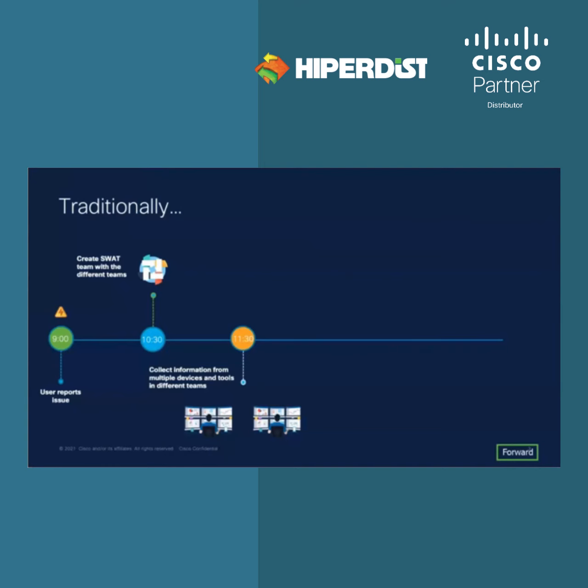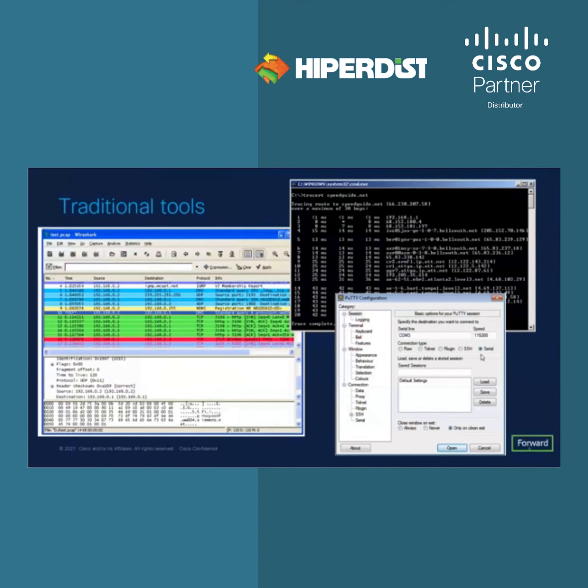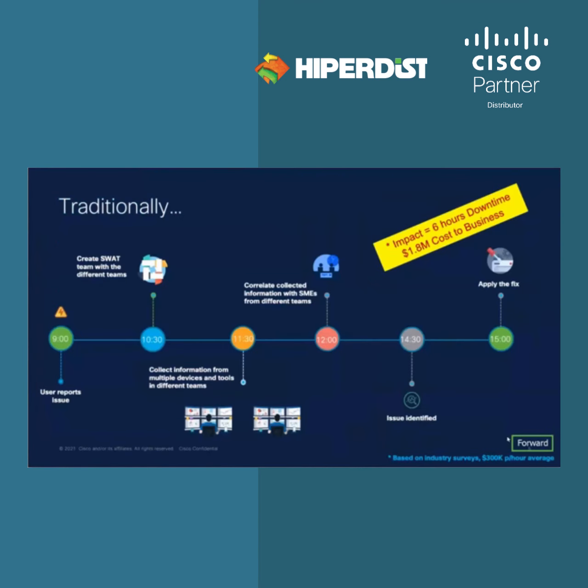Okay, so here are the traditional tools which we use: Wireshark, Traceroute, and Putty. And what happens? Correlated information has been collected from noon. The issue has been identified at 2:30, and the fix has been applied at 3 in the evening. So the impact is 6 hours of downtime, and the cost to the business is 1.8 million USD.